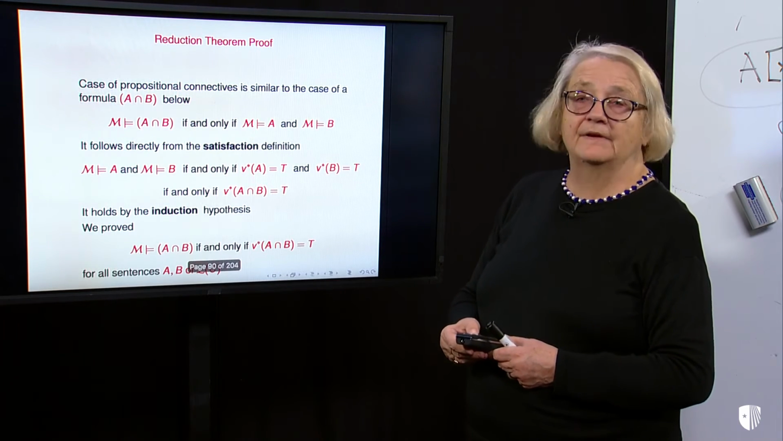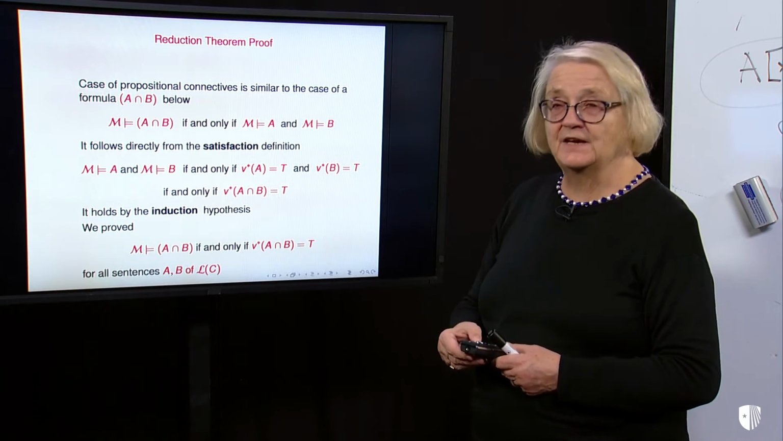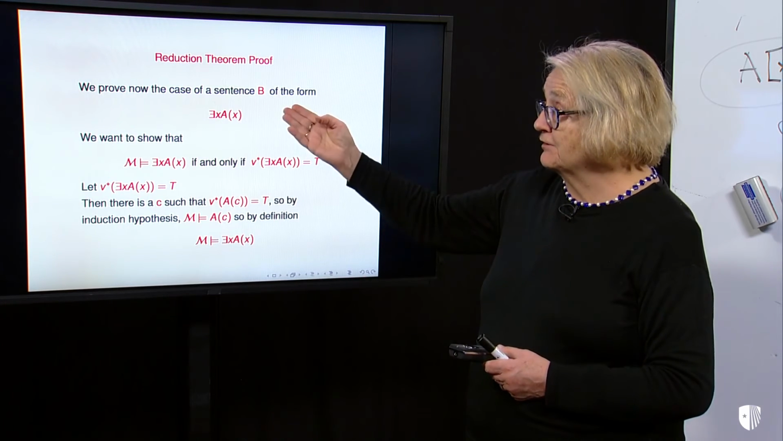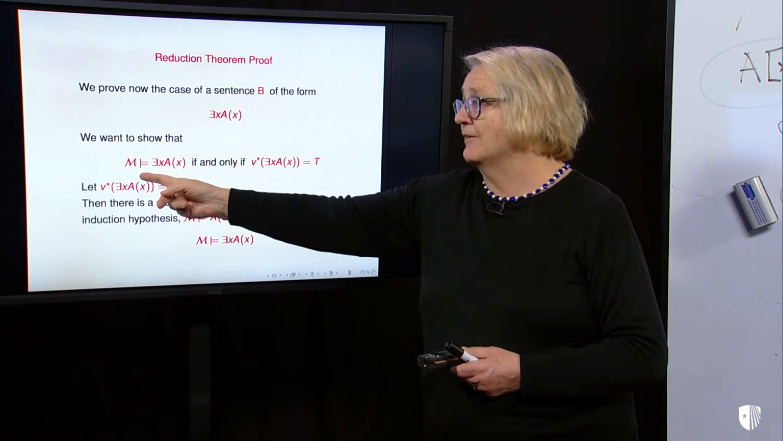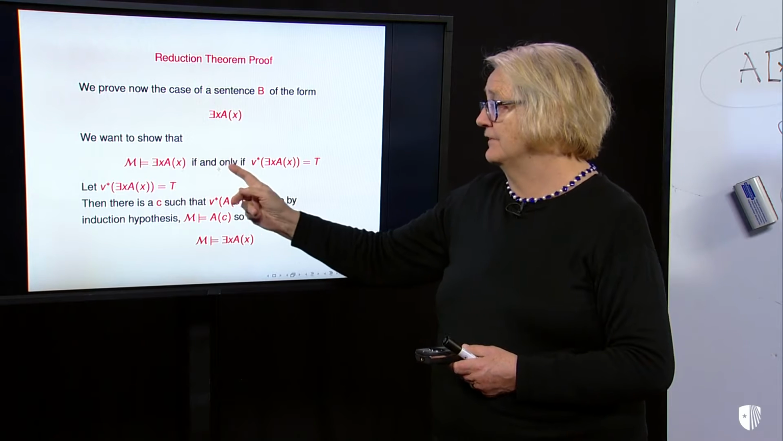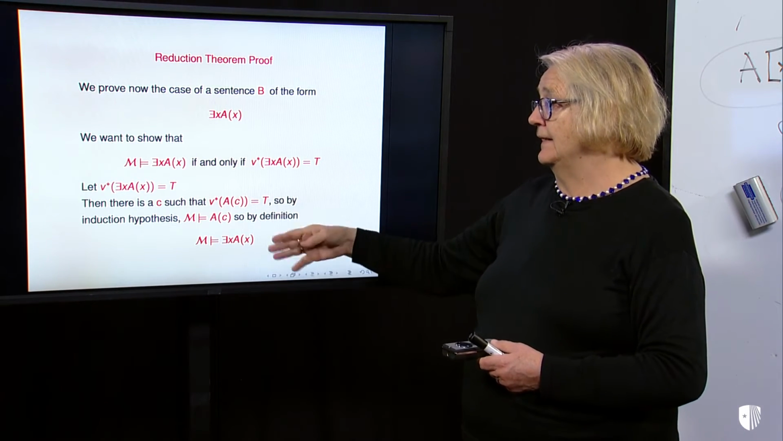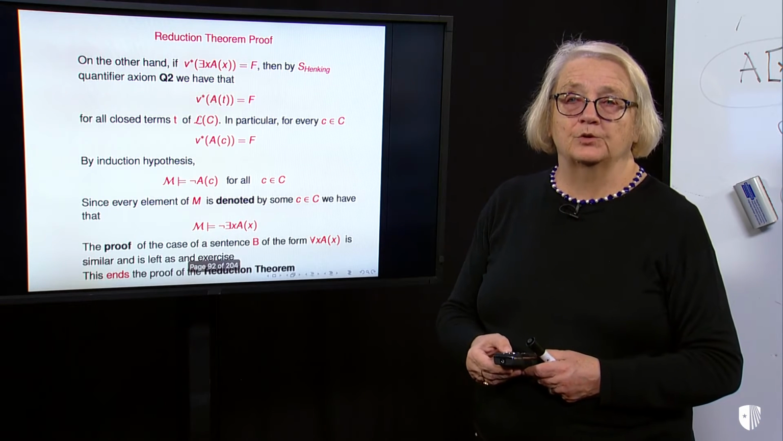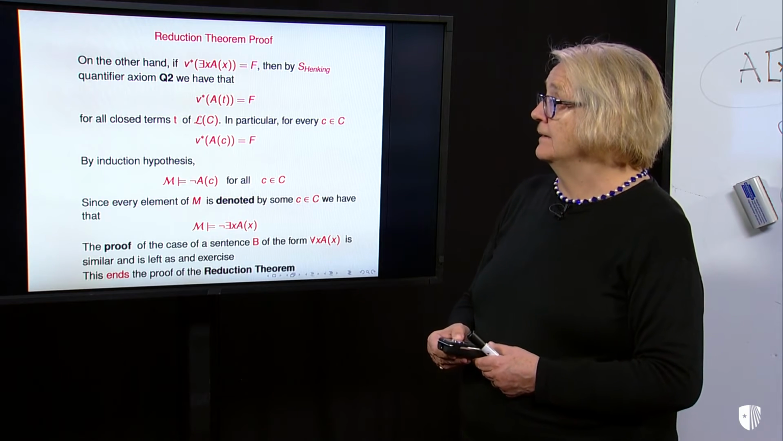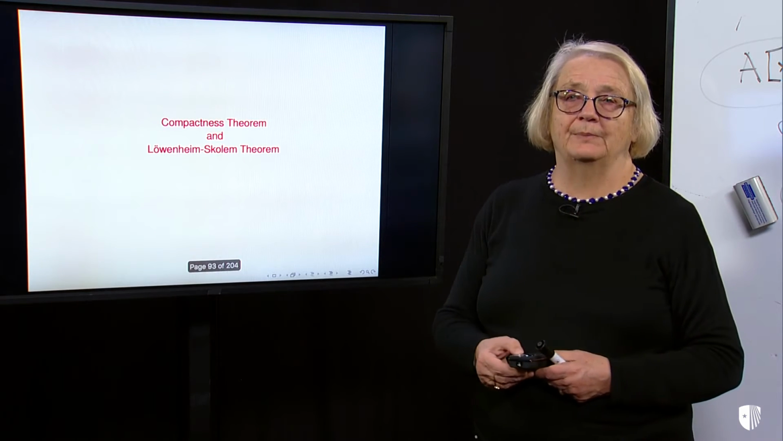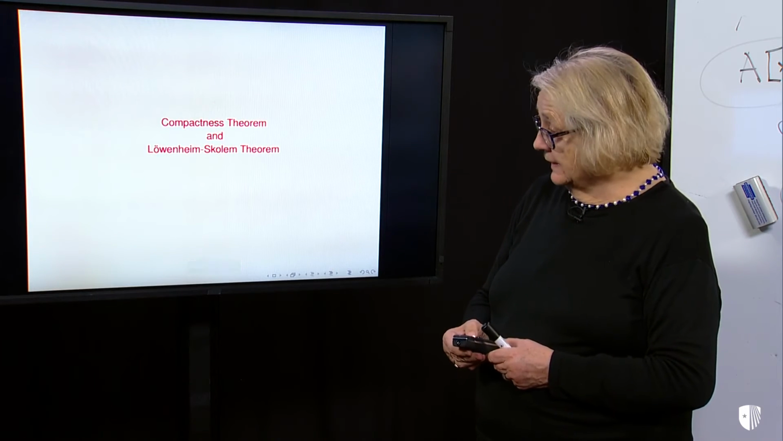And then again, you have a nice proof by mathematical induction and the definition of satisfaction, step by step. Here, when you have a sentence, there exists x A(x), we have to show that M is a model of it if and only if V star of that is T. And then we show that it's really true. So you go step by step.